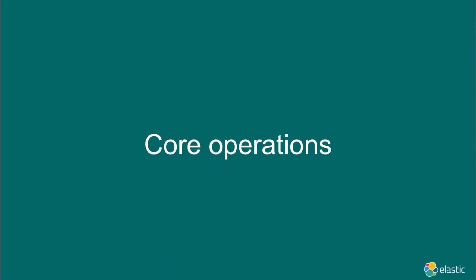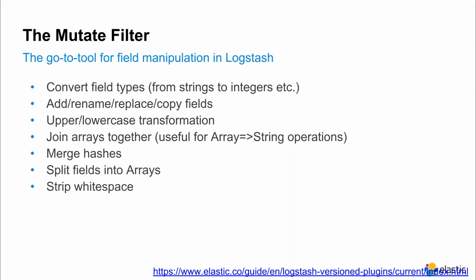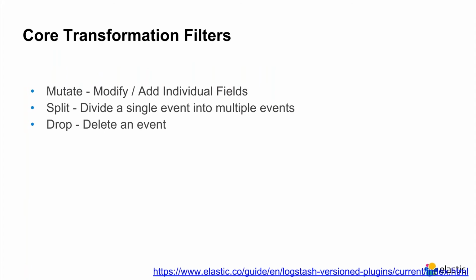Mutate filter is one such popular filter that is available, which helps you manipulate the fields in Logstash. It could be converting field types from strings to integers. It could be renaming or replacing particular fields. It could also be merging fields, splitting fields into arrays, and removing white spaces. All of this is possible with the mutate filter. Mutate is one of the popular core operations filters which works on the data enrichment part. So these are core transformation filters that are used today.